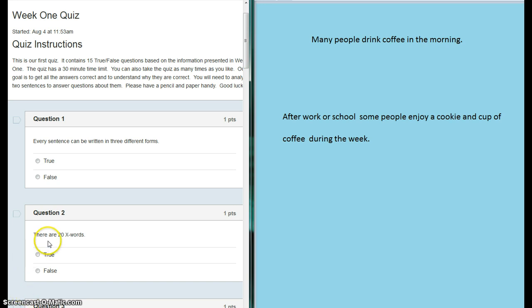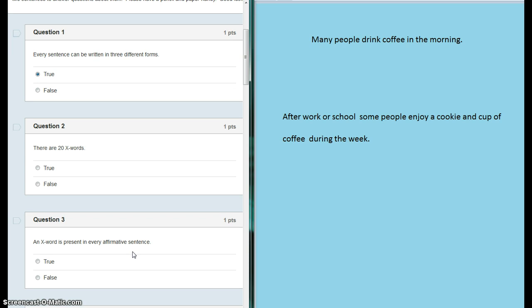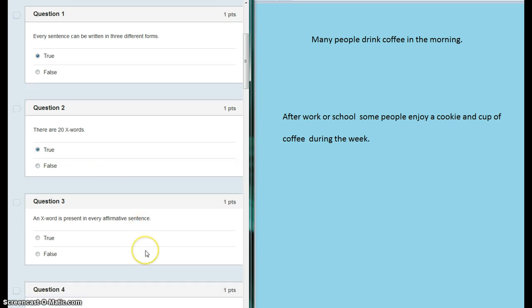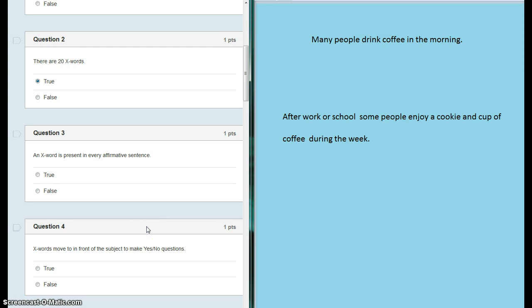So, question number one. Every sentence can be written in three different forms. The answer is true. Every sentence has three forms: affirmative, negative, and yes/no question. There are 20 X words. That's true. An X word is present in every affirmative sentence. The answer is false. We do have an X word in all yes or no questions.